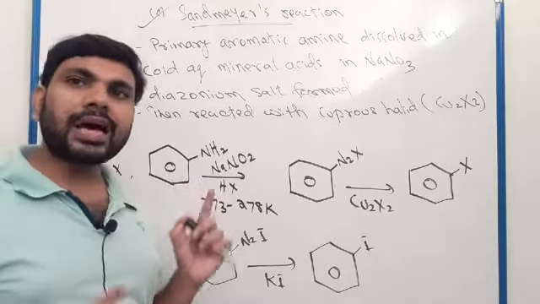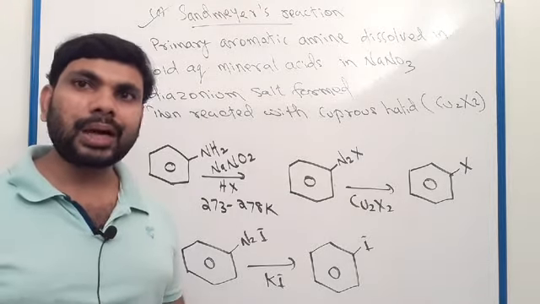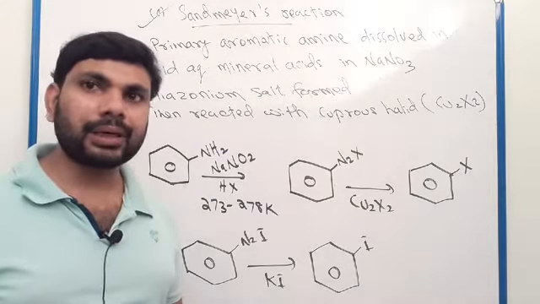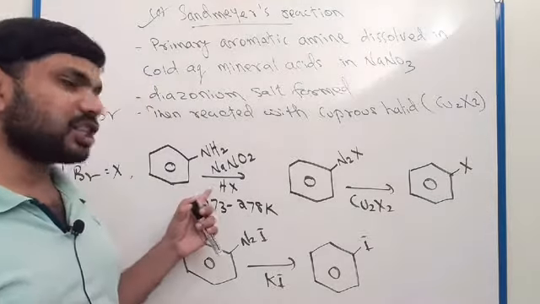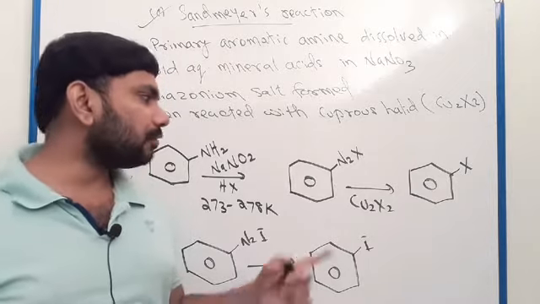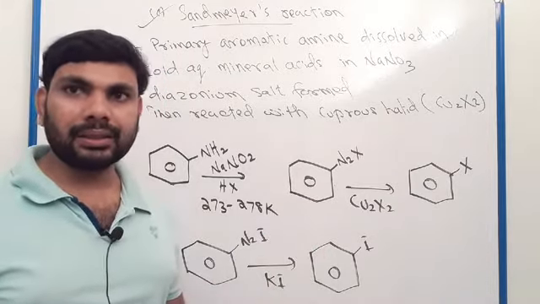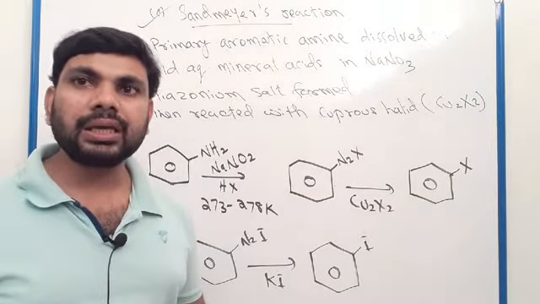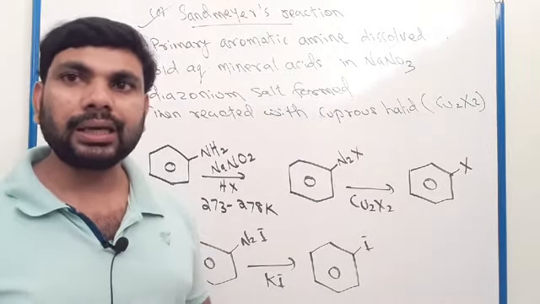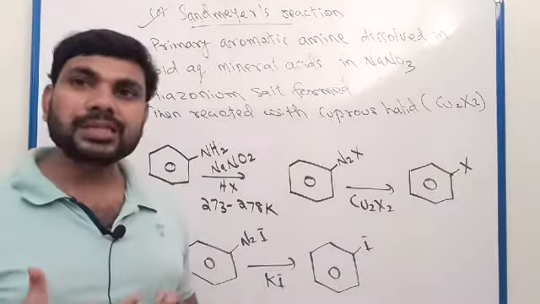Okay, this aromatic primary amine reacts with NaNO2 and mineral acid, HX. Here HCl or HBr. Then it forms a benzene diazonium halide. Okay, we are talking here about preparation of haloalkane. Another method, this method is called Sandmeyer's reaction.